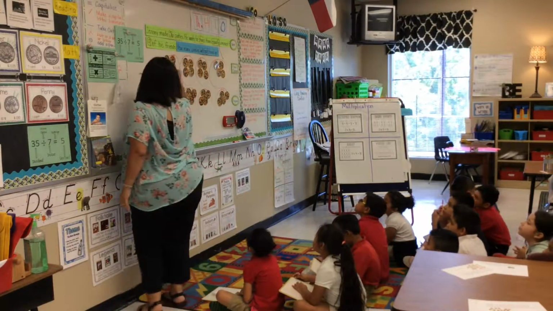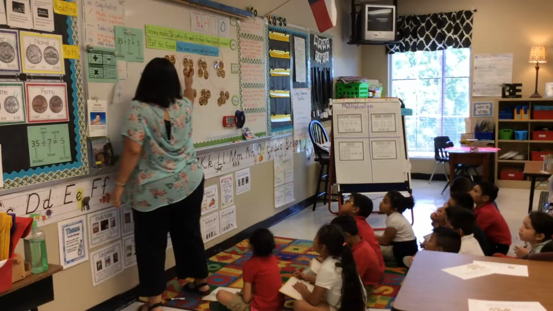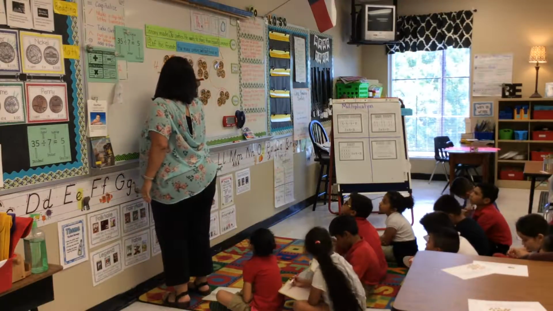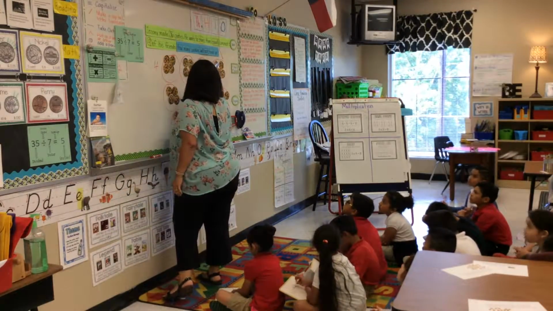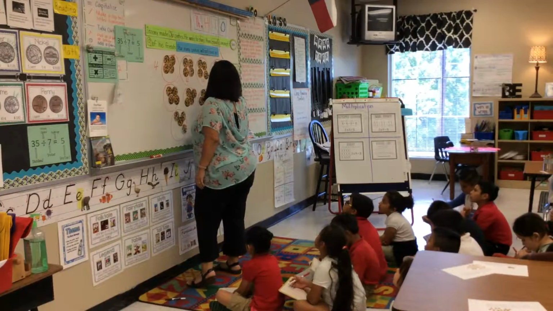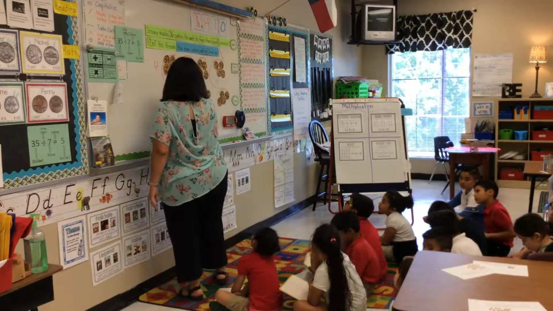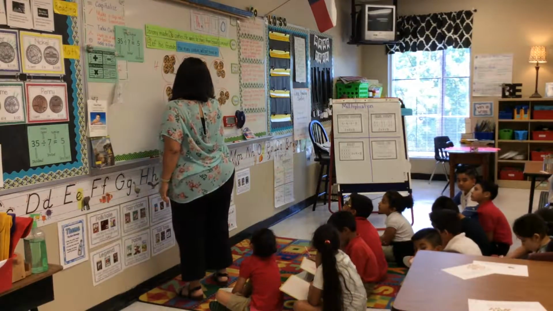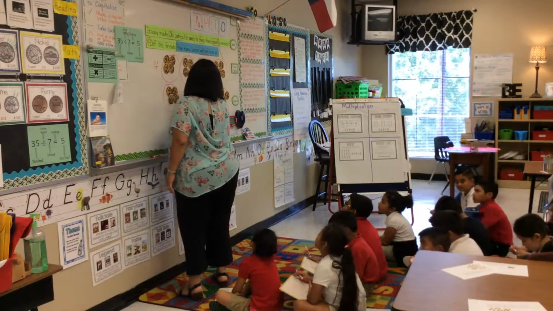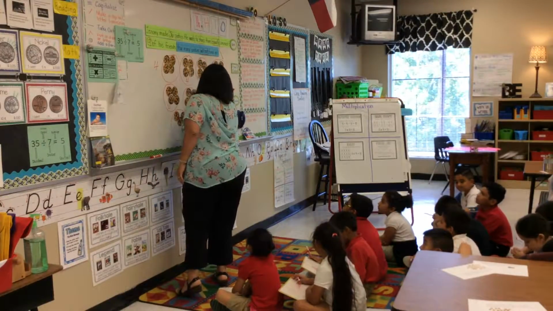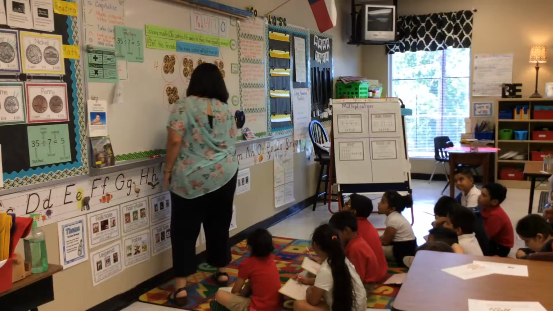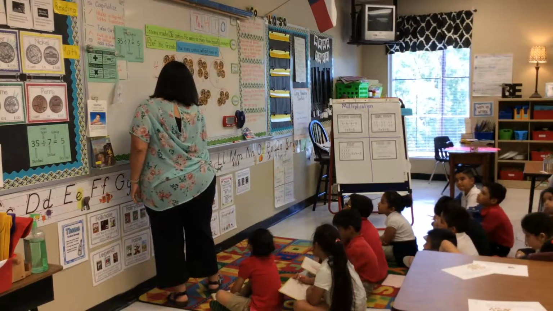1, 2, 3, 4. Each friend has 1, 2, 3, 4. So the answer is 4.